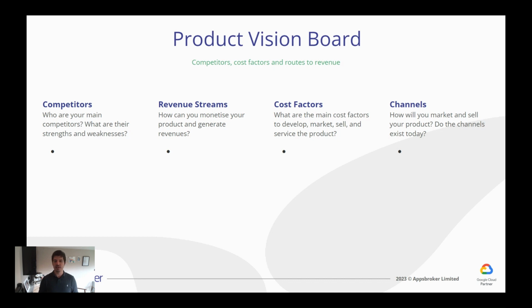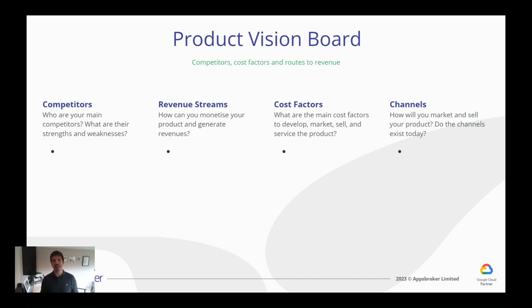Revenue streams might not be applicable to everyone, especially if you build an internal application, but what revenue stream can this application grow? Cost factors. It's got a cost factor, so you've got to run it somewhere, generally cloud. You've got to build it. You've got to run it. Everything else. So what are those cost factors involved there?